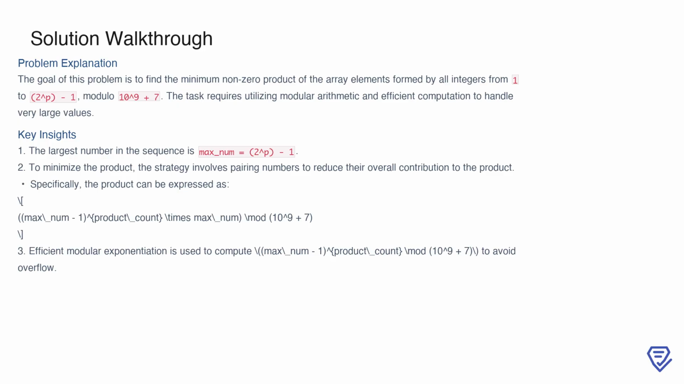The key insights here include identifying that the largest number in the sequence is max_number, calculated as 2 to the power of p - 1. To minimize the product, we strategically pair numbers to reduce their combined contribution, and this leads us to the formula: (max_number - 1)^product_count * max_number mod 10^9 + 7. The term (max_number - 1)^product_count is calculated using modular exponentiation, which allows us to handle very large powers without overflow, ensuring the computation is both correct and efficient.